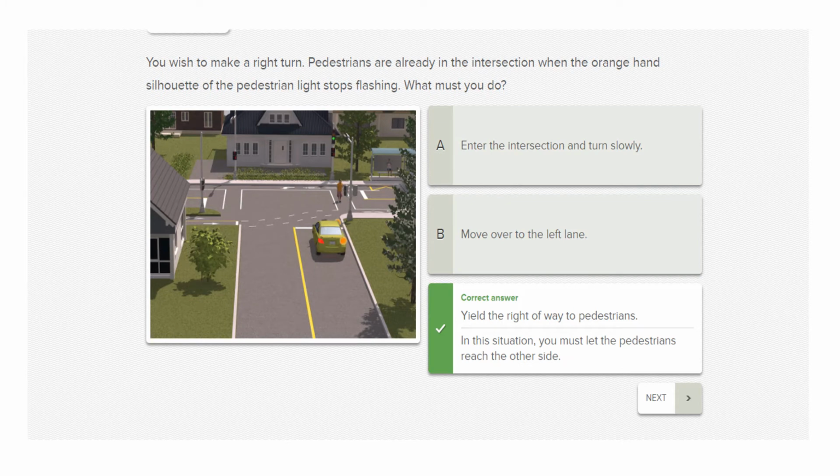And our answer is option C, yield the right of way to pedestrians. In this situation, you must let the pedestrians reach the other side.